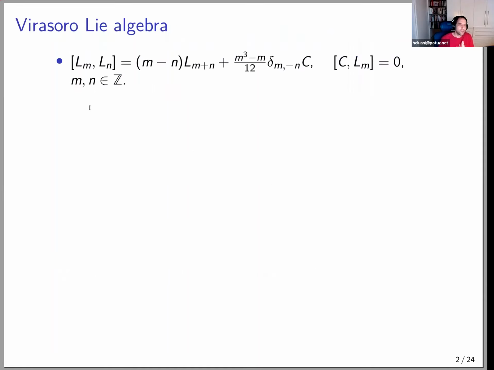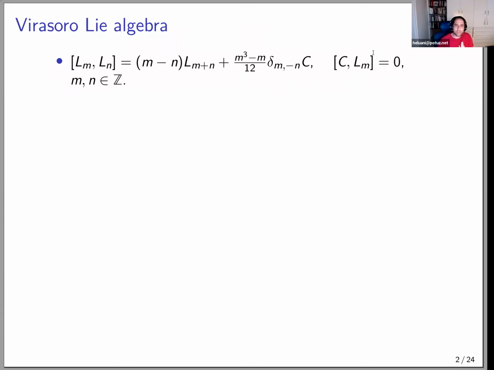Given the password for this seminar, I figured I should start with this slide. So this is the Virasoro Lie algebra that I care about. We're going to be studying representations of this Lie algebra. I'm going to be studying only one representation of it. This is an infinite dimensional Lie algebra, given there by generators and relations.